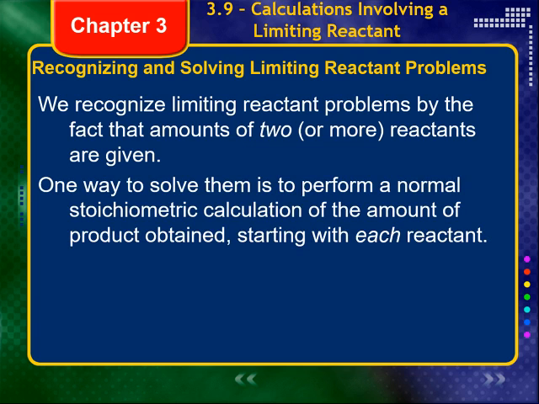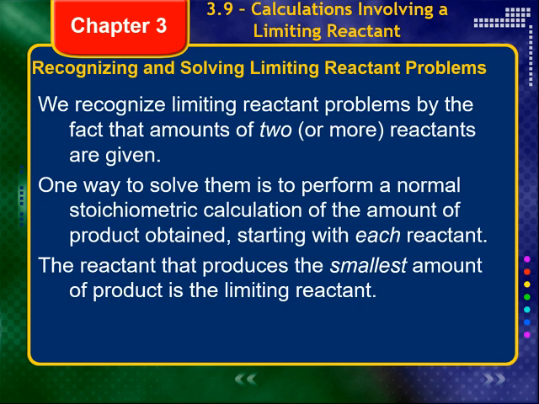One way to solve them is to perform a normal stoichiometric calculation of the amount of the product obtained, starting with each reactant. You're simply going to do 2 different conversions. Take the amount of one reactant, figure out how many of one of the products are generated, take the second reactant, again, stoichiometrically convert that to the amount of that same product generated. The reactant that produces the smallest amount of product is the limiting reactant.